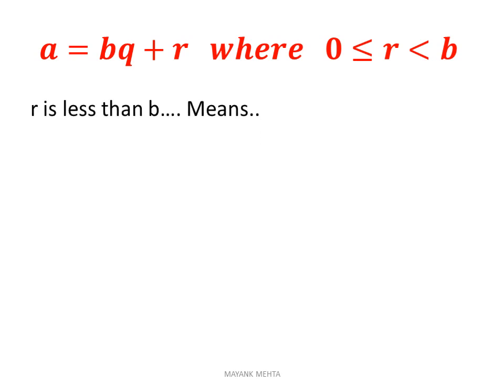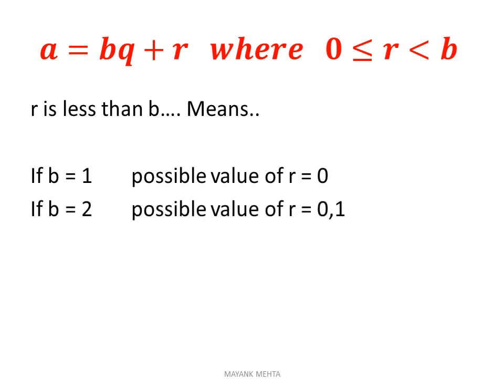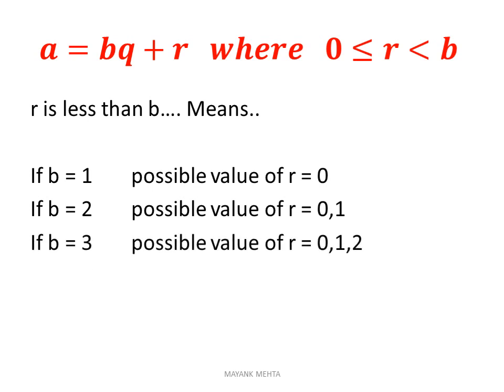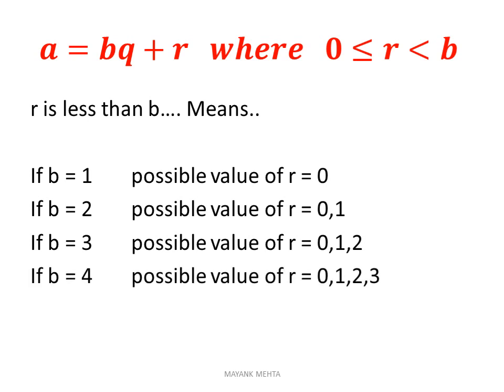So r is less than b, that means if b is equal to 1, then the possible value of r is 0. If b is 2, then the possible value of r is either 0 or 1. R cannot be 2. If b is 3, then the possible value of r can be 0, 1 or 2 because r is less than b. If b is 4, then the possible value of r is either 0, 1, 2 or 3.